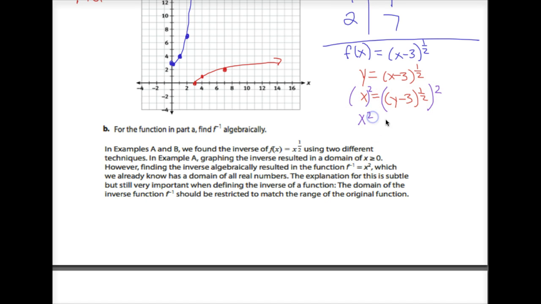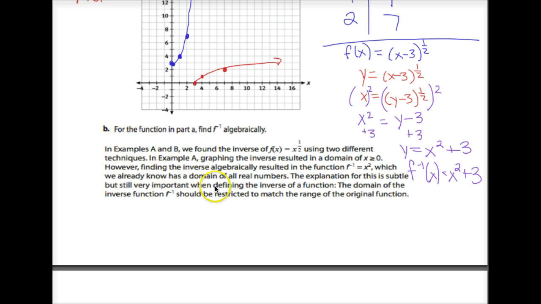So that gives me x squared equals, these cancel, so I have y minus 3. Y's not alone yet. I'm not done solving for y. I now need to add 3. So I get y equals x squared plus 3. So final answer, f inverse of x equals x squared plus 3.